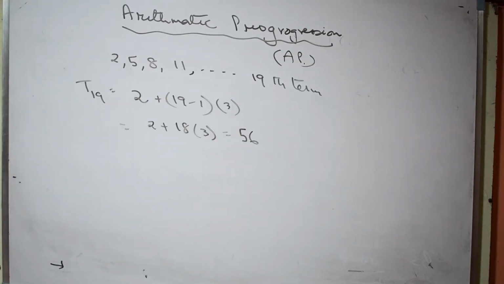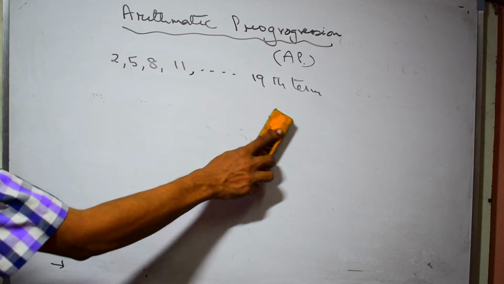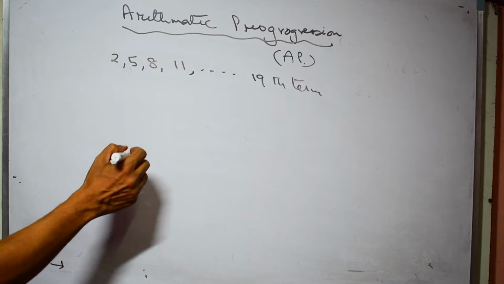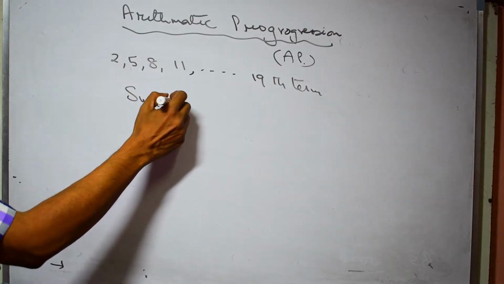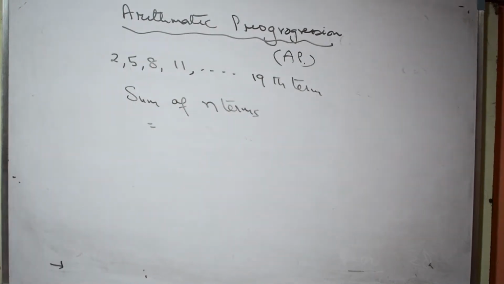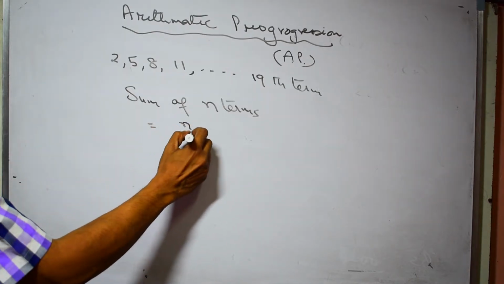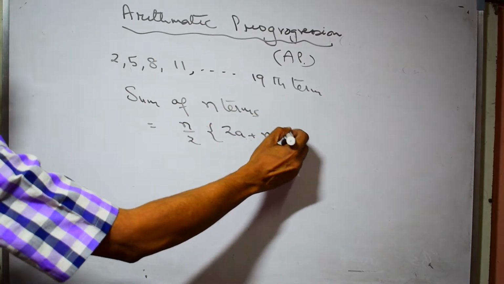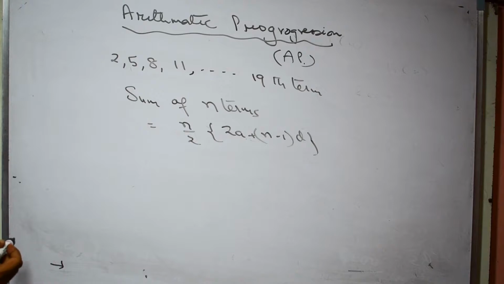So what you are seeing is that the term of the sequence will be found from the formula A plus n minus 1 into D. Now the second type of problem, with the same sequence, is the sum of n terms. That means it will not be the term, it will be the total. The formula is n by 2 into 2a plus n minus 1 into d. It's a basic formula. So what is the first term here? A is 2 and the difference is 3.